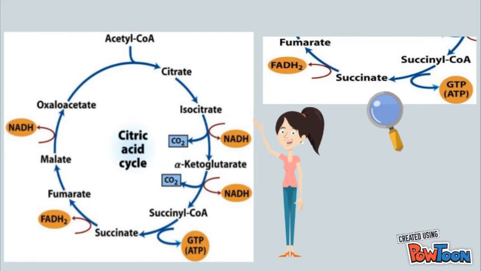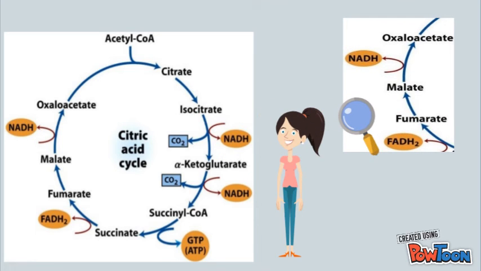Succinate is oxidized by enzyme succinate dehydrogenase to form fumarate. 2 hydrogens are transferred to FAD to form flavin adenine dinucleotide. Fumarate is hydrated by fumarase to malate.